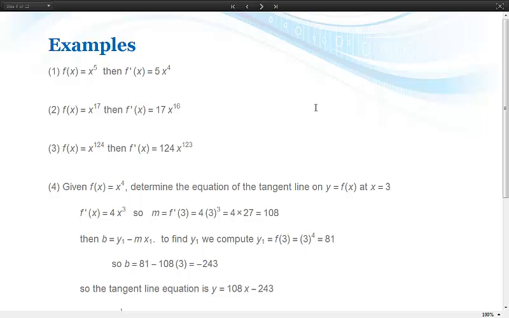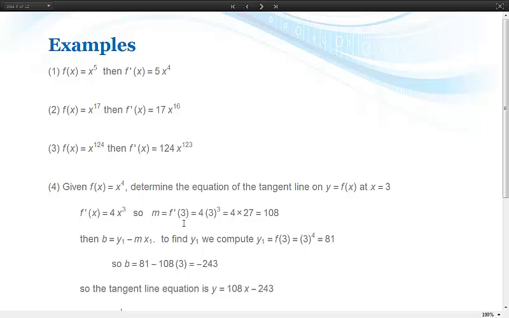So we can use this now to compute tangent lines. For example, if f of x is x to the fourth, and I want to determine the equation of the line tangent to the curve at x equals 3, I don't need limits anymore. I know how to compute the derivative of x to the fourth, and that tells me the slope of the tangent line. So the derivative of x to the fourth is 4 times x cubed, that's n times x to the n minus 1. So the slope of the tangent line at x equals 3 is simply the derivative evaluated at 3. That's one of the reasons we use the derivative.